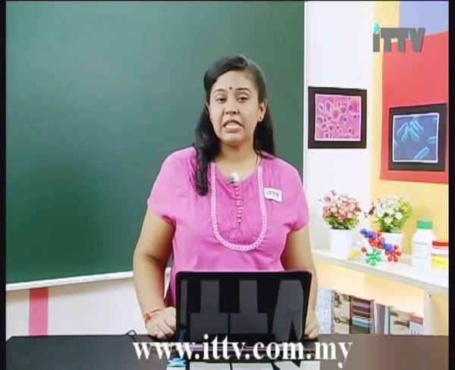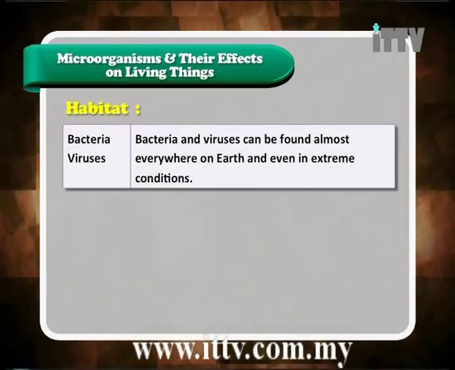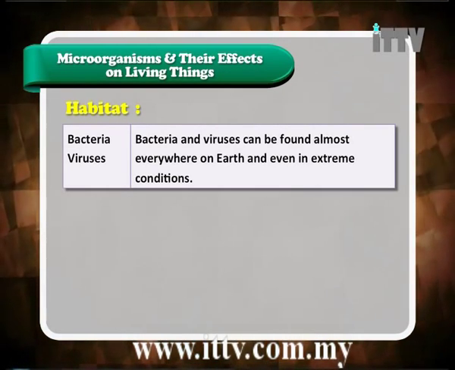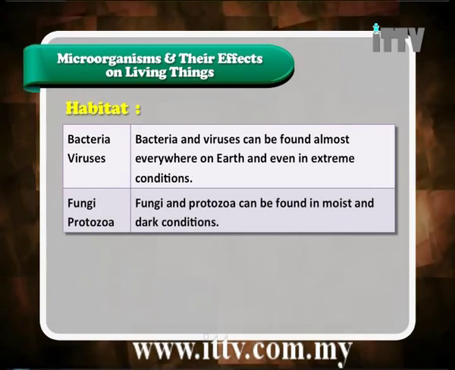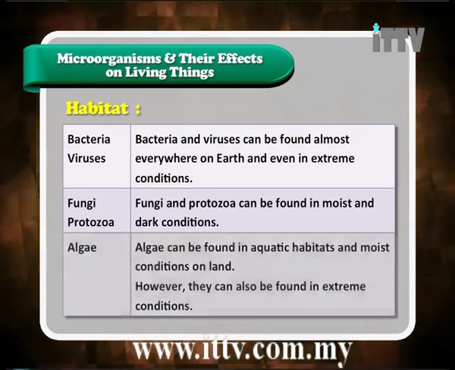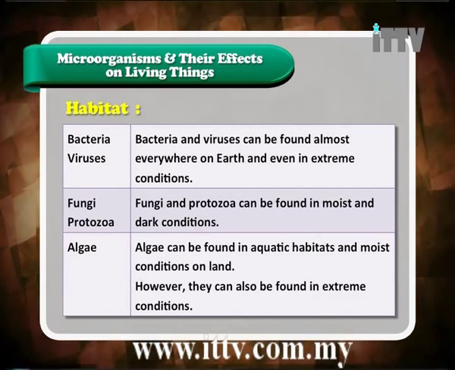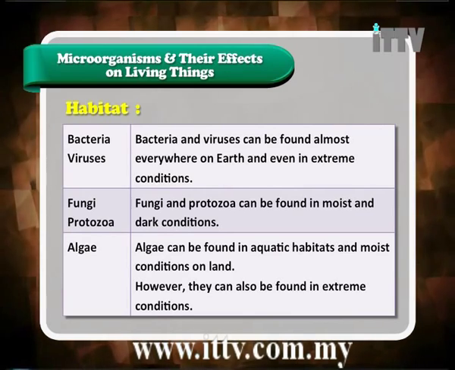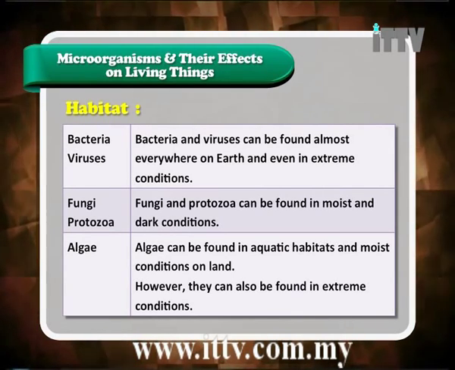We have seen in terms of appearances. Let's look at in terms of habitat. Bacteria and viruses can be found almost everywhere on Earth, and even in extreme conditions. Fungi and protozoa can be found in moist and dark conditions. Algae can be found in aquatic habitat and moist condition on land. However, they can also be found in extreme condition.